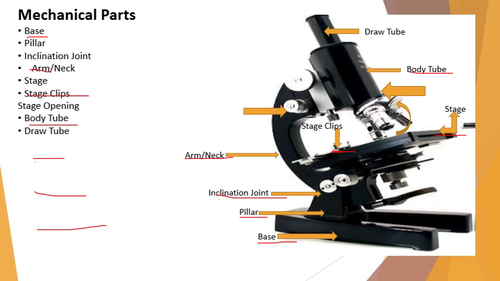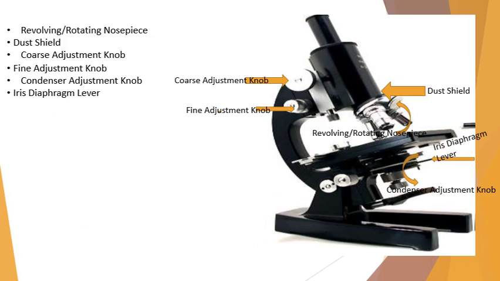So basically a draw tube holds the upper lens or ocular or eyepiece. It is a cylindrical structure on the top of the body tube that holds the ocular lens. After this we have some parts.